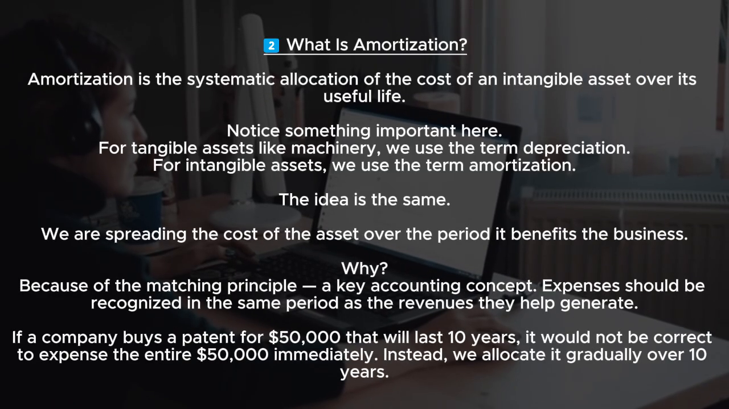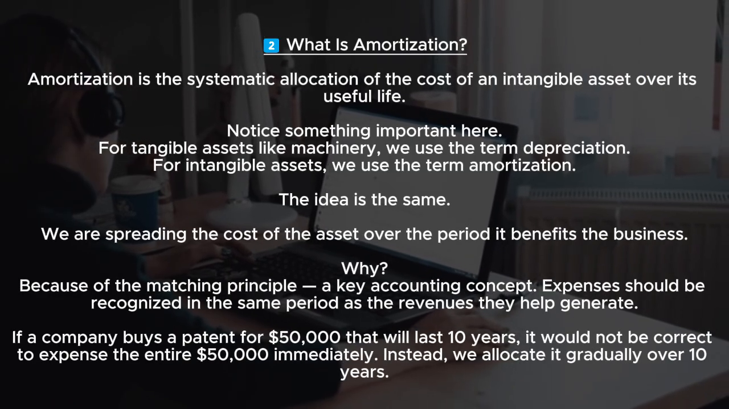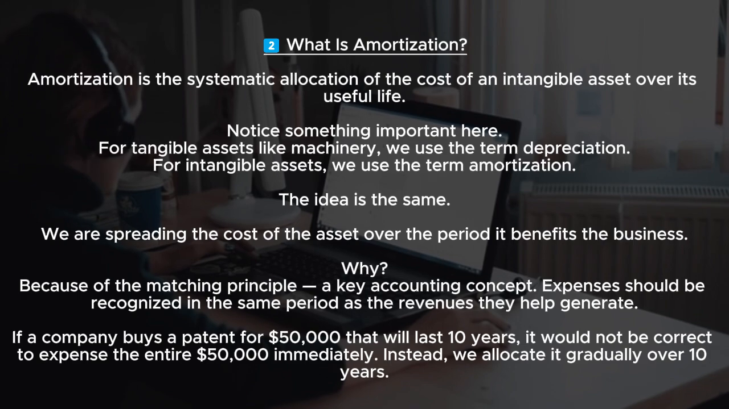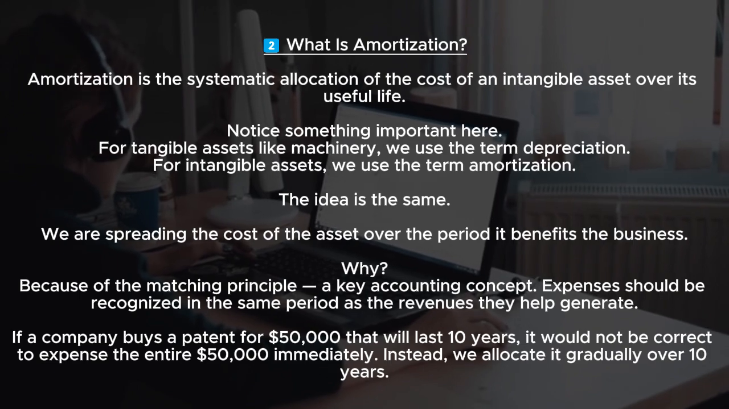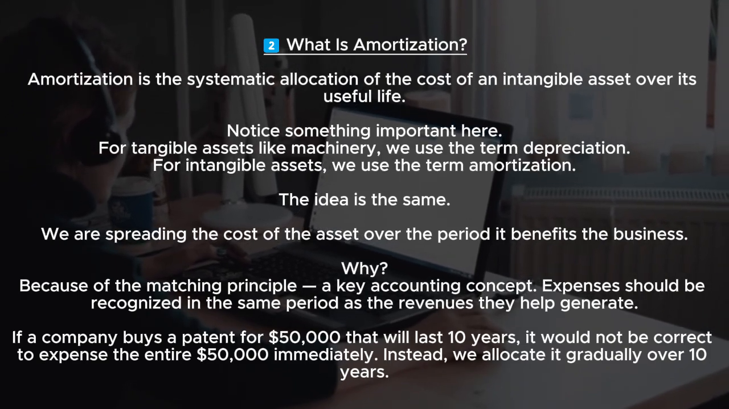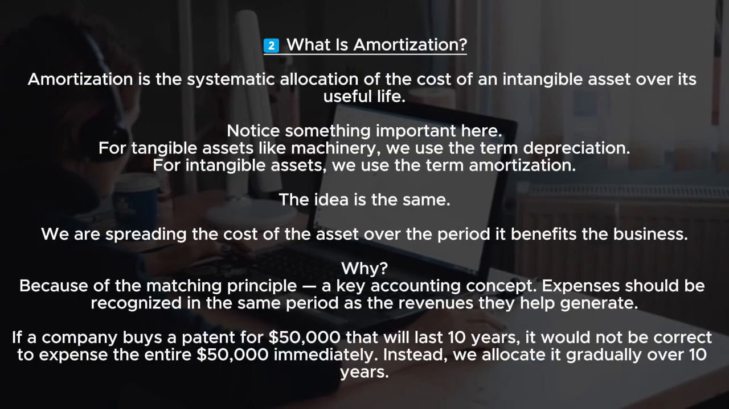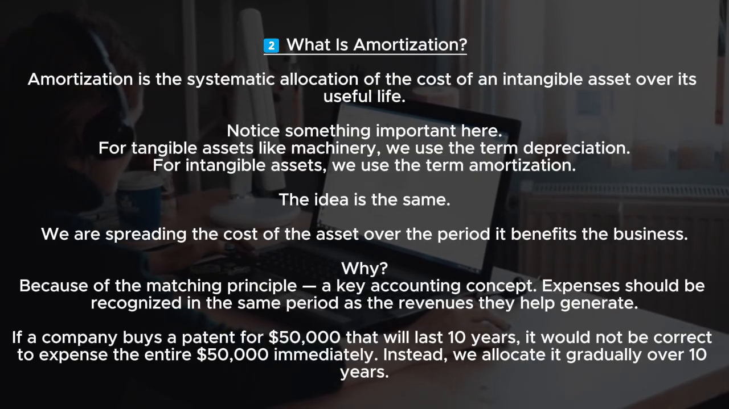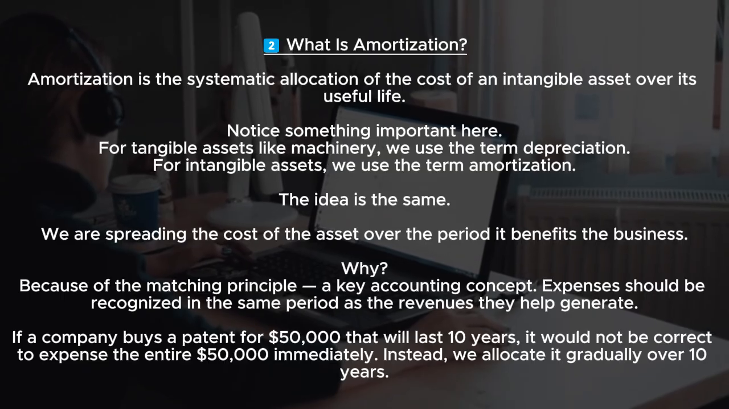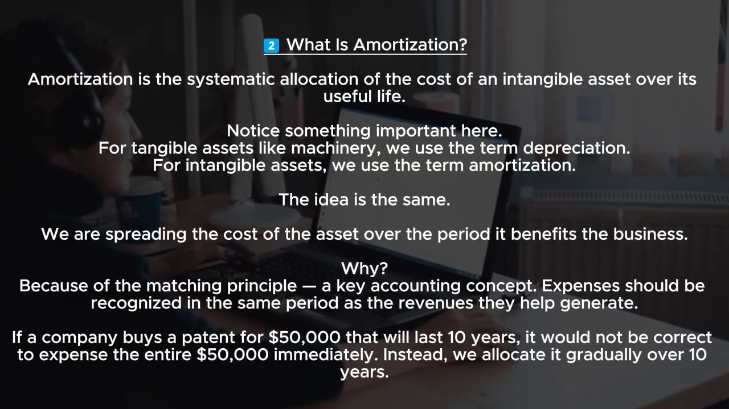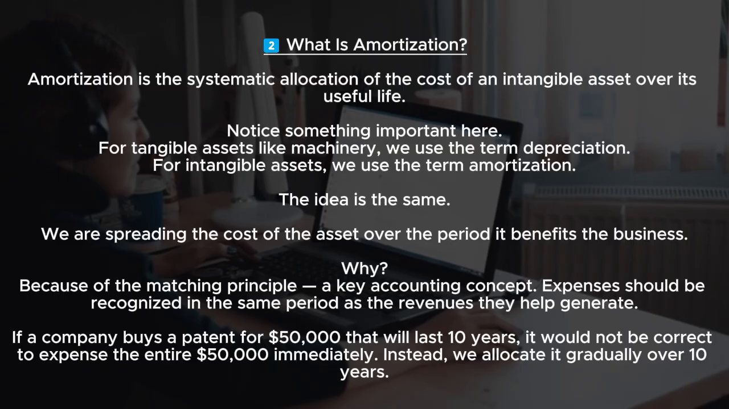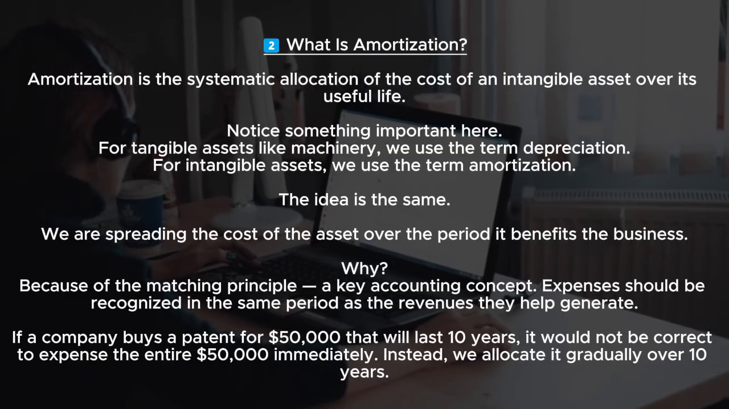2. What is amortization? Now let's define amortization. Amortization is the systematic allocation of the cost of an intangible asset over its useful life. Notice something important here. For tangible assets like machinery, we use the term depreciation. For intangible assets, we use the term amortization. The idea is the same. We are spreading the cost of the asset over the period it benefits the business.